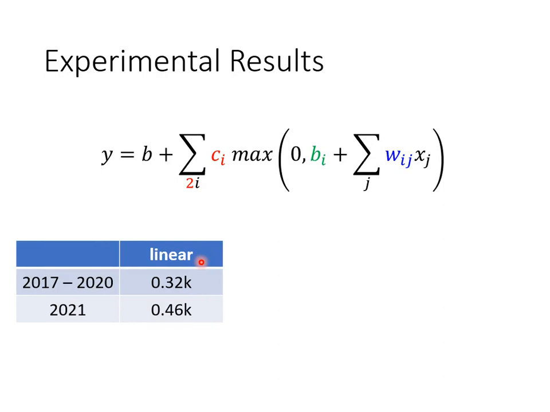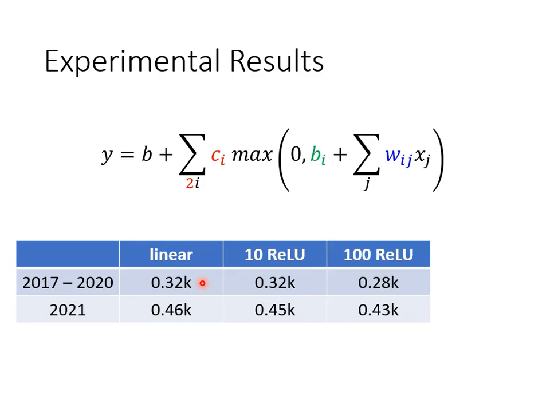Suppose we have a linear model with 56 days of data. The loss on the training data is 0.32K. The loss on the unseen data in 2021 is 0.46K. If you use 10 ReLU functions, it doesn't seem to have much improvement. The result is similar to the linear model. So it seems that 10 ReLUs are not enough. There is a significant difference with 100 ReLUs. Loss of 100 ReLUs on training data can be reduced from 0.32K to 0.28K.